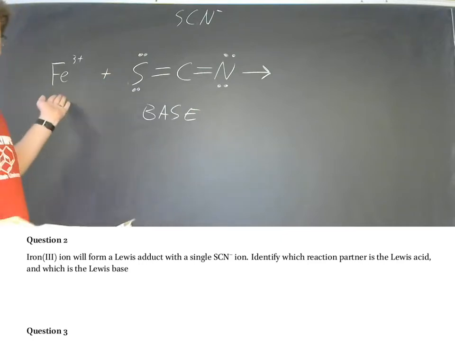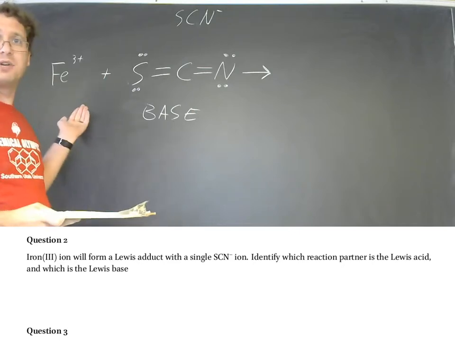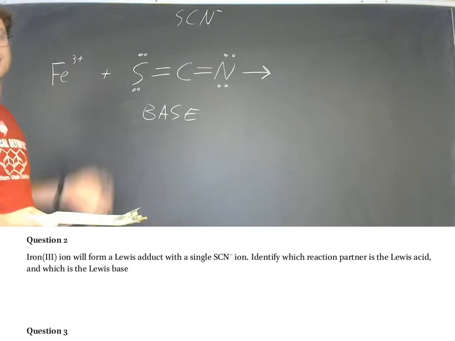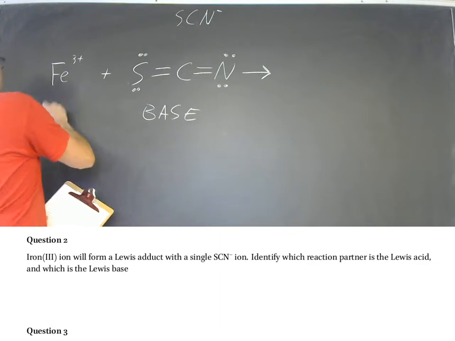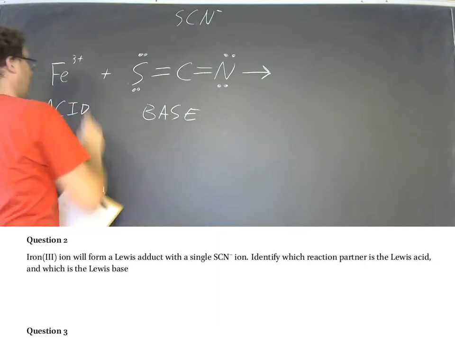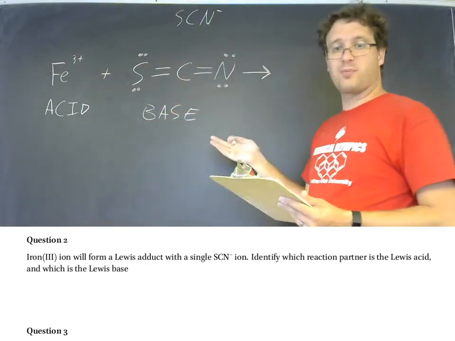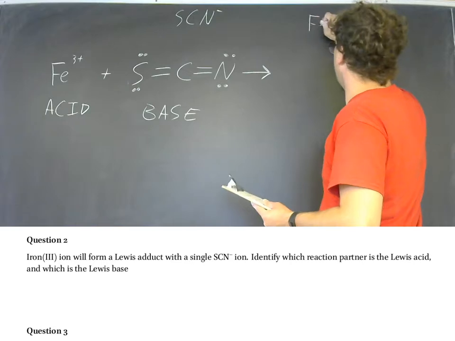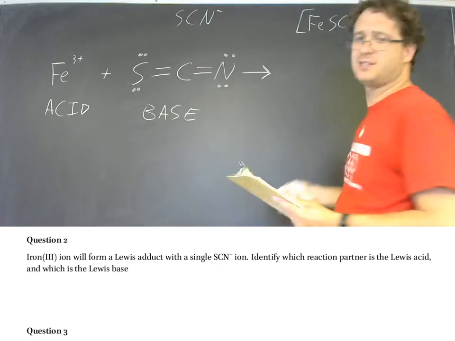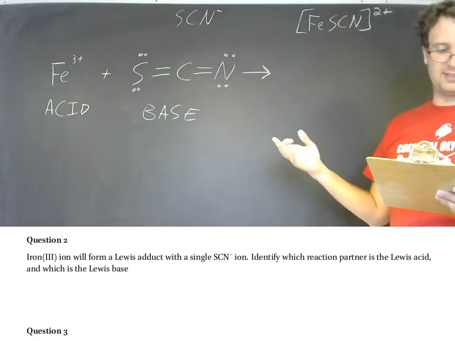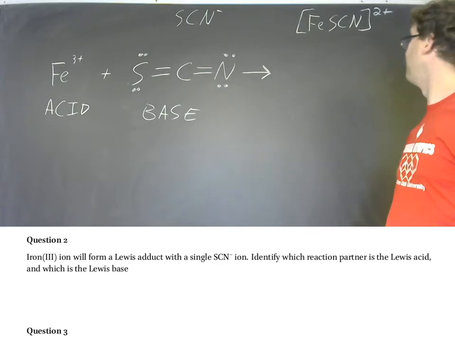Well, the iron doesn't have any lone pairs to give. It's a cation. It's not going to be giving up any more electrons than it already has. It's already in a 3+ state. Metal cations act as Lewis acids. So there we are. That's the acid and the base. What's going to be the molecular formula for the product? Well, it will be FeSCN, and the overall charge here will be only 2+ instead of 3+. You know that because it says it will form the adduct with a single thiocyanate ion.